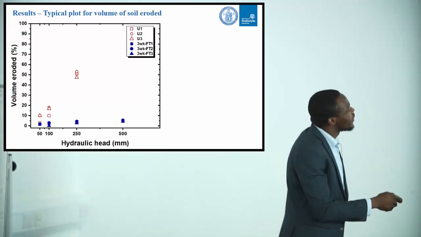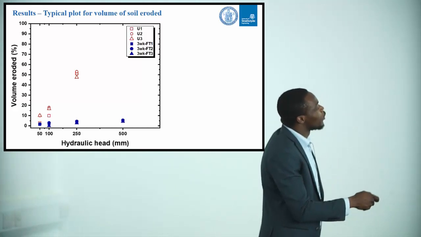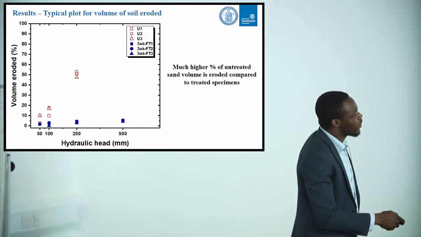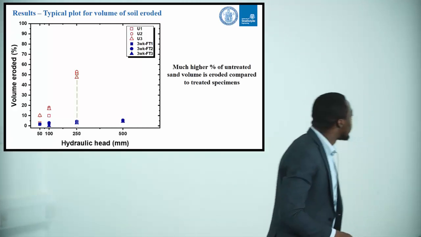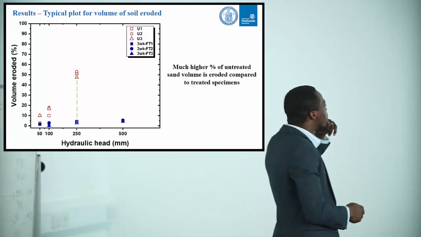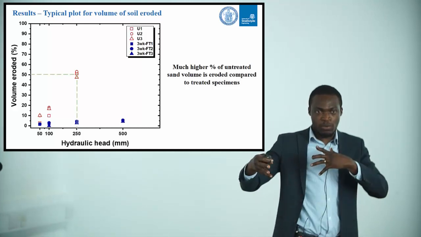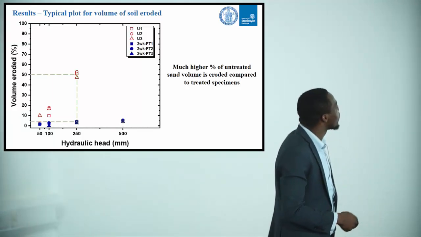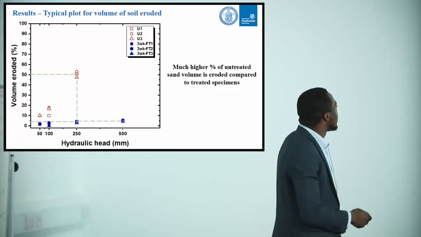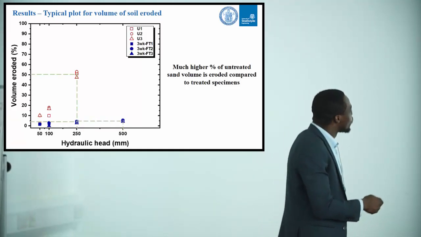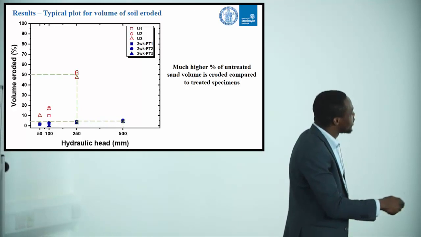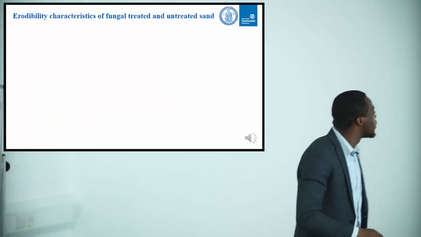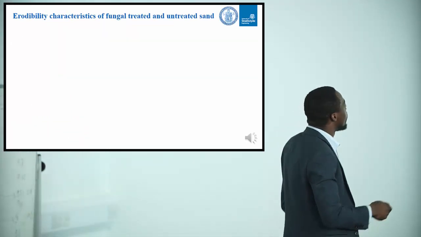You'll see that larger volumes are actually eroded from the untreated specimens, and then you just have these scour depth volumes occurring in the treated specimen. This is a plot of the percentage volume eroded, which we extracted from the laser scanning, against the different hydraulic heads. And again, clearly, this shows that far less volume of the treated specimens was eroded compared to the untreated specimen.